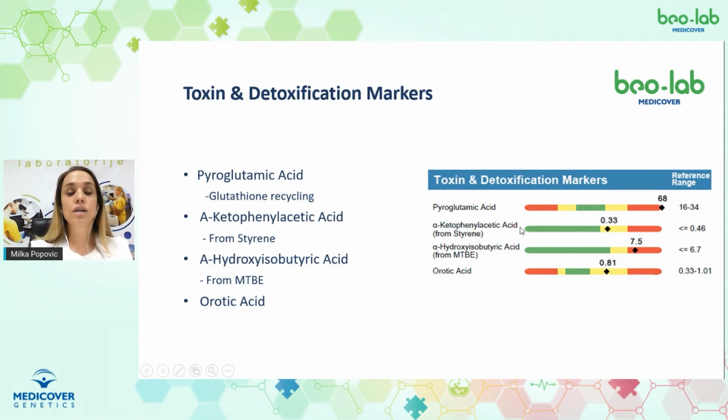Now, the next interesting thing is the ketophenylacetic acid. When the levels are higher, it could be an indication of a long-term exposure to petrochemicals and plastics. So we're talking about styrene, for example. There's a long list of things that contain styrene, such as plastic bottles, plastic boxes, and so on and so forth. So people with higher levels of this need to avoid contact with plastic.